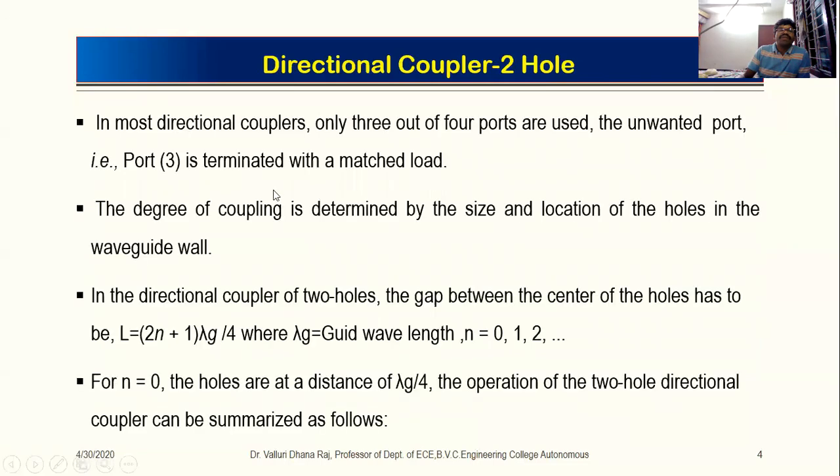So here, even though it is having 4 ports, only 3 out of 4 ports are majorly used, and the 4th port is match terminated. Usually, out of 4 ports, each port has a different specific name. I'm going to cover it in the next slide. Port 3 is the match terminator, which happens to be the backward port. And the degree of coupling, which is between the ports and the junction, is determined by the size and location of the holes in the waveguide wall.